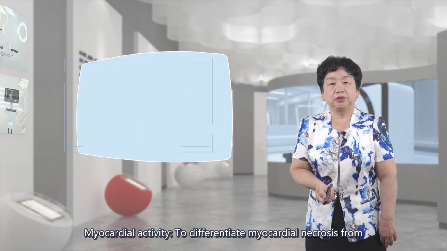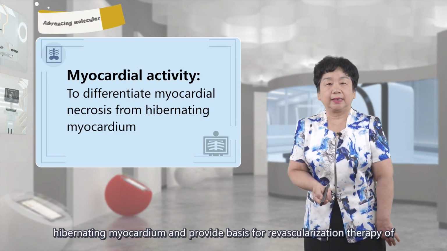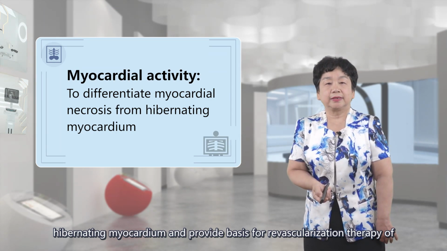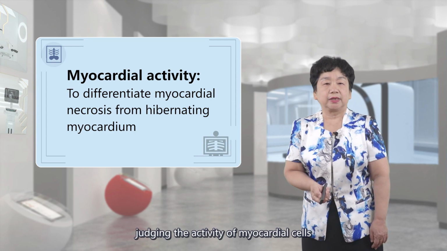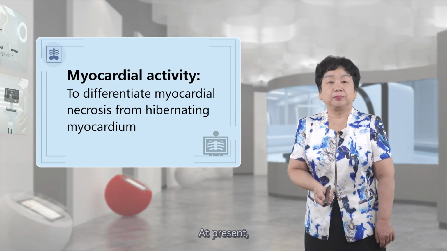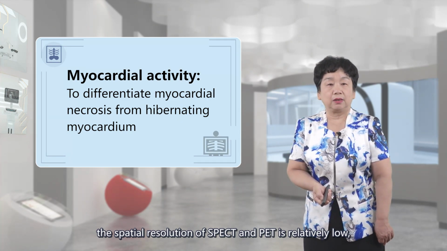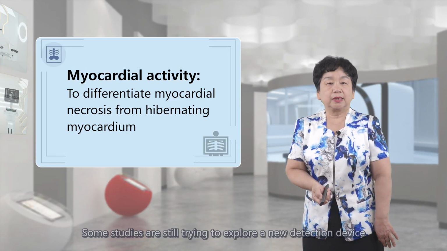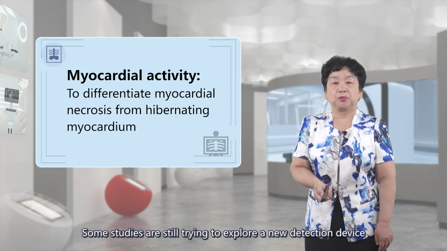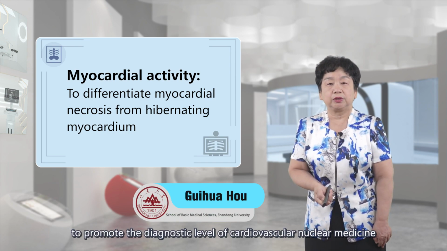Myocardial activity is used to differentiate myocardial necrosis from hibernating myocardium and provides a basis for revascularization therapy of coronary heart disease. It is a gold standard for judging the activity of myocardial cells. At present, the spatial resolution of SPECT and PET is relatively low, so it is difficult to detect some small myocardial lesions. Some studies are still trying to explore new detection devices to promote the diagnostic level of cardiovascular nuclear medicine.